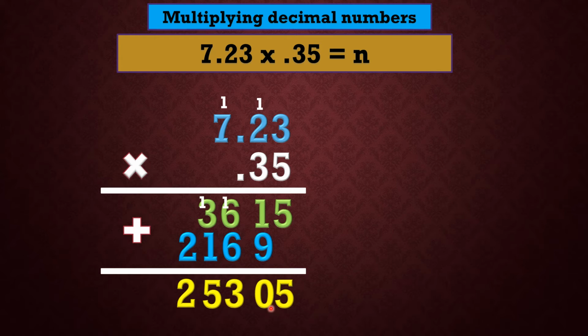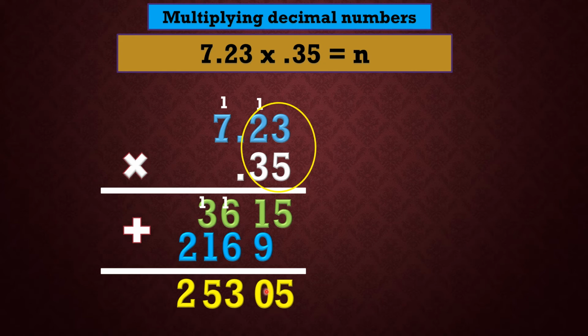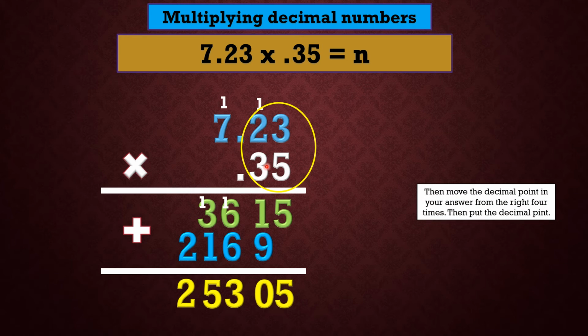25,305. But the numbers that we multiplied are decimal numbers. So our answer should also be a decimal number. And how are we going to do that? To know where to put the decimal point in your answer, just count the number of decimal places in your factors. So these are the decimal places in our factors. And how many are they? So they are 4. So then move the decimal point in your answer from the right 4 times.